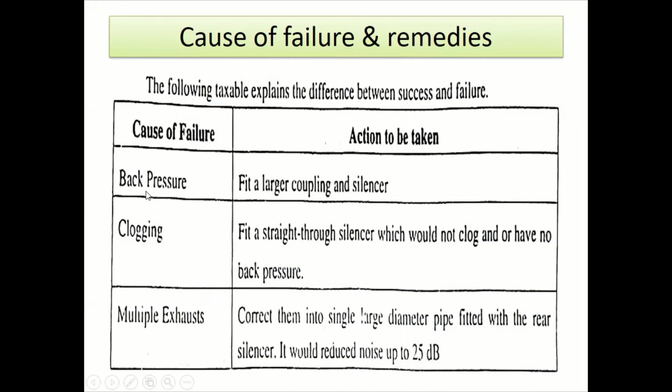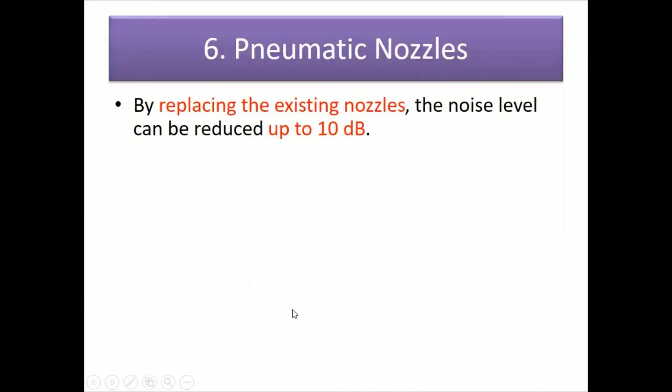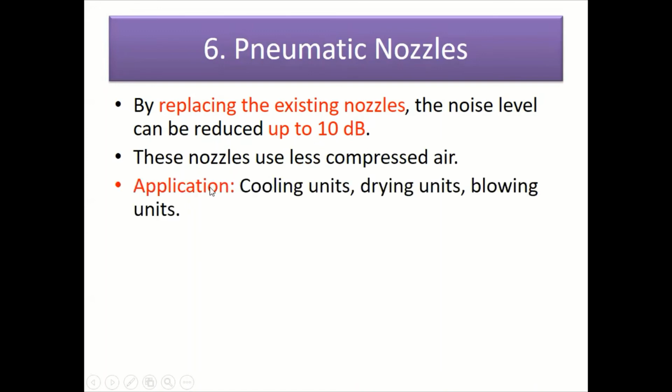Causes of failure: back pressure, so fit a larger coupling and silencer; then clogging, so fit a straight-through silencer which would not clog and has no back pressure; then multiple exhausts, so combine them into a single large diameter pipe fitted near the silencer, which will reduce noise up to 25 dB. In a pneumatic nozzle, by replacing the existing nozzle, the noise level can be reduced up to 10 dB. The nozzle uses less compressed air. Application: cooling units, drying units, and blowing units.